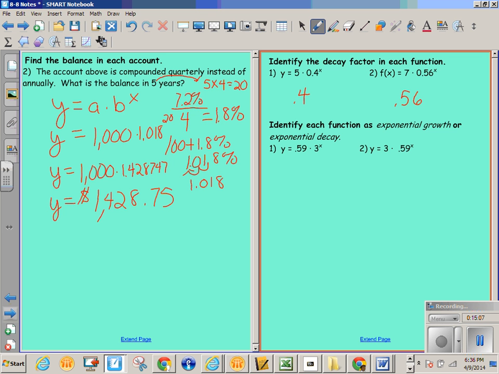Identify each function as exponential growth or exponential decay. Well, once again, we're looking at our B term. So this is going to be a growth, and the reason it's a growth is because it's greater than 1. 0.59, you may have guessed, that one's going to be a decay because it's less than 1. Notice I didn't say negative, but actually it's going to be between 0 and 1. So less than 1, but greater than 0.